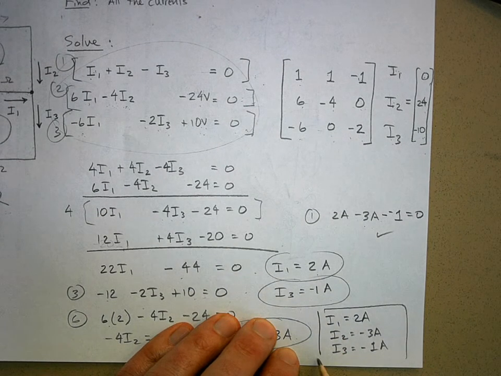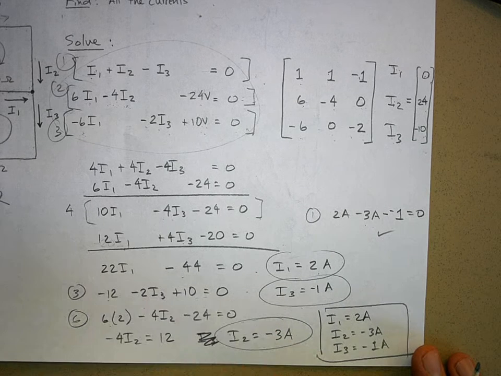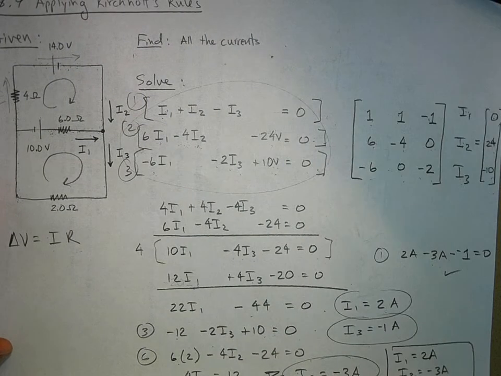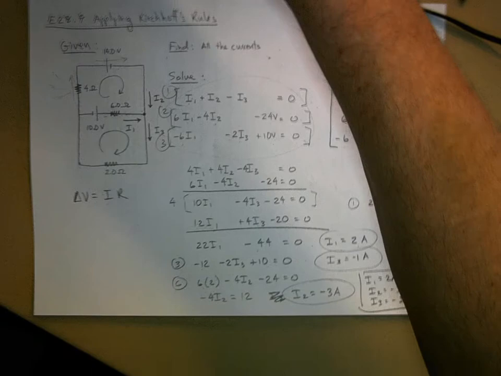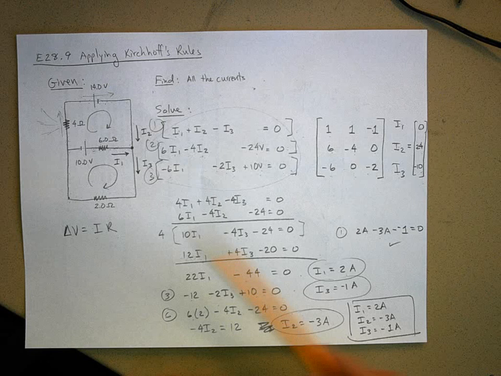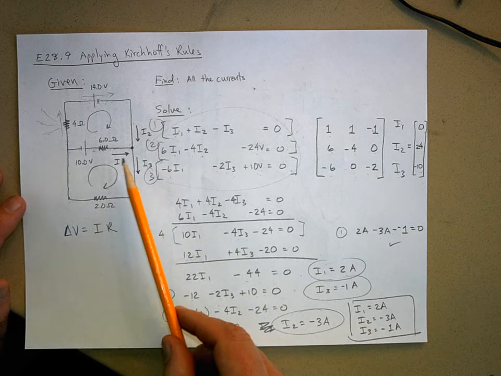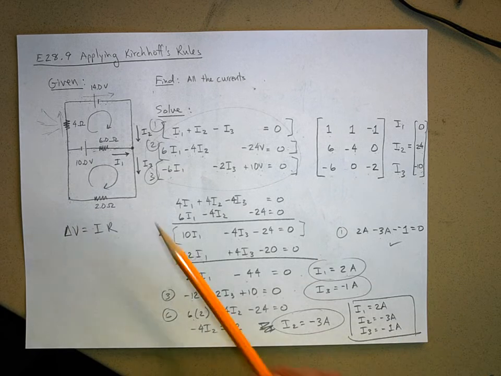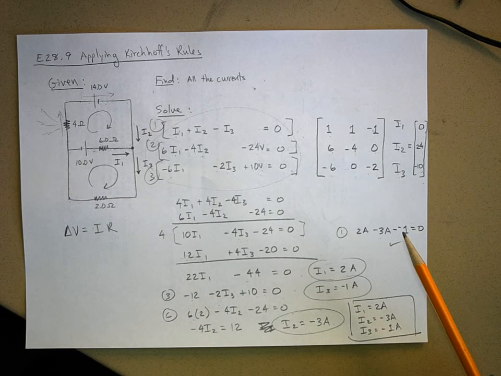And that's my answer based on the, let me zoom all the way out here so you can see the lamp. Okay, based on the currents I arbitrarily chose. I didn't choose very well, did I? I mean, two out of 3 of the currents turned out to be negative, which means I guessed the wrong direction. But that's all right. That's going to happen.